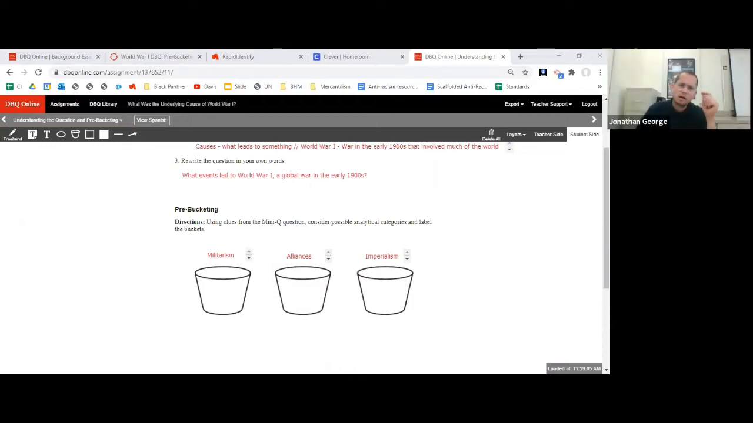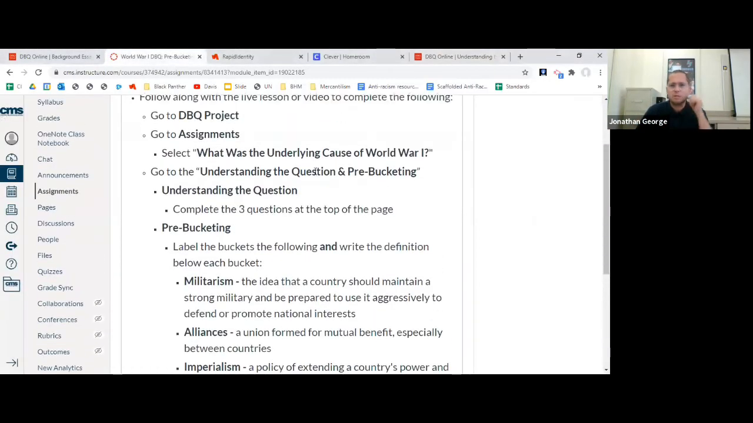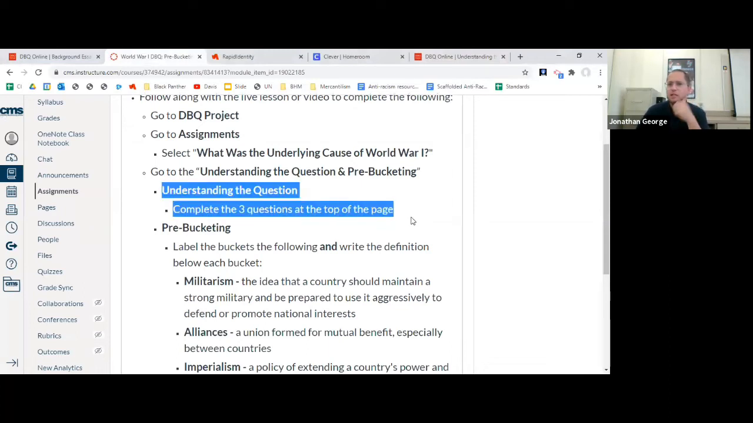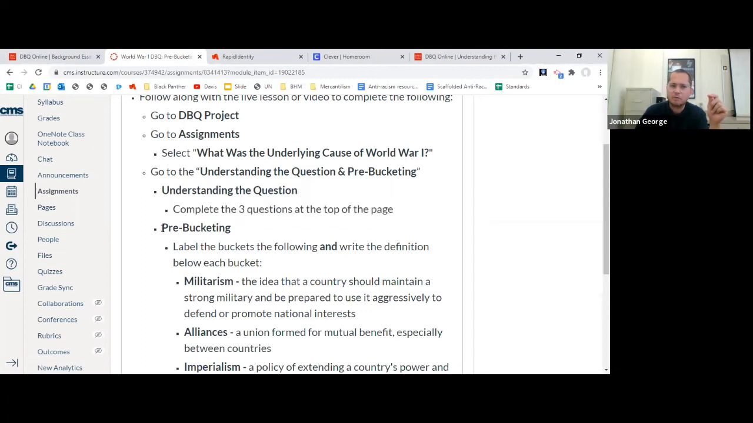Okay, now here's what I want to make sure you understand. I want to make sure you understand what these actually mean, and I want you to write these definitions on this document. So if you look back here, we did that first part, right? We understand the question, we completed the 3 questions at the top of the page. Now we're in the pre-bucketing section, where we labeled the buckets, but I need you to now write the definition below each bucket, okay?